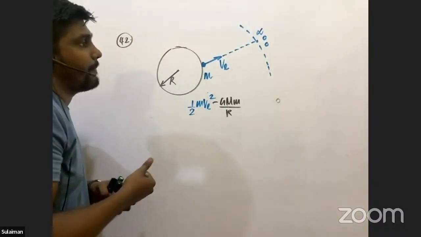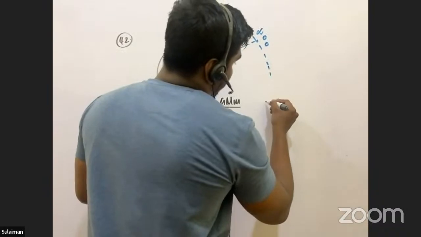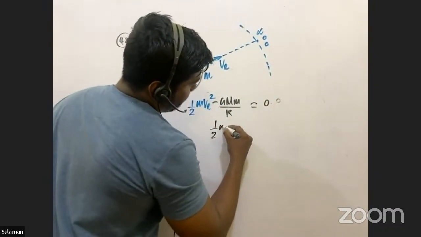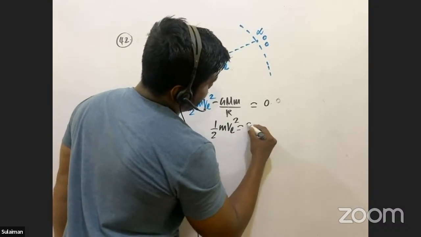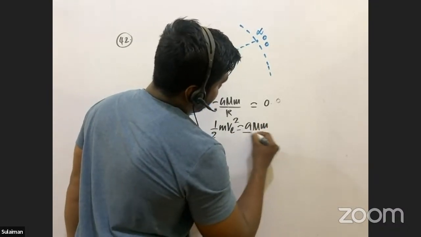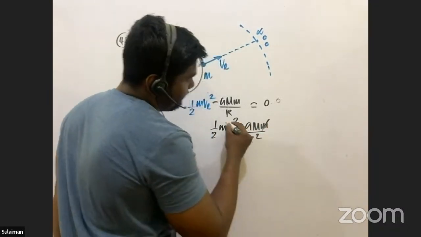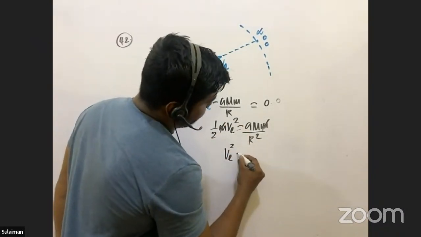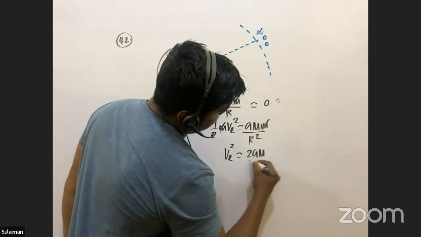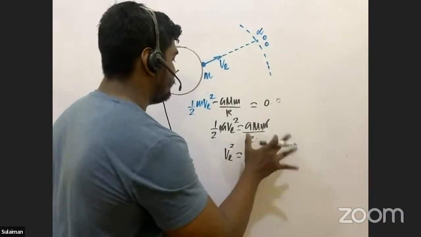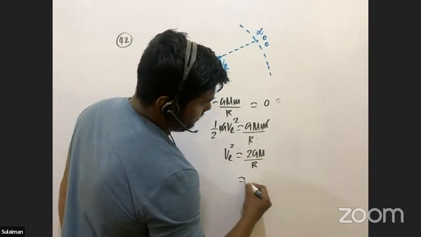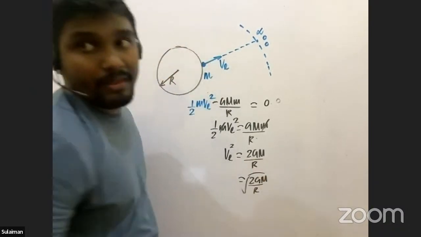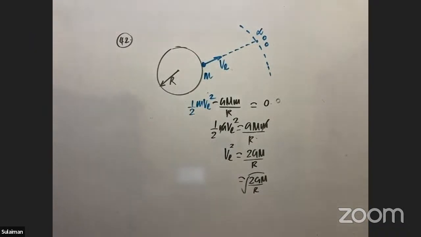Then we can write what? We can say half simple m V_E squared equals G capital M simple m over capital R. Simple m cancels out. So V_E squared equals 2 G capital M over R. Hands up who understood up to here.